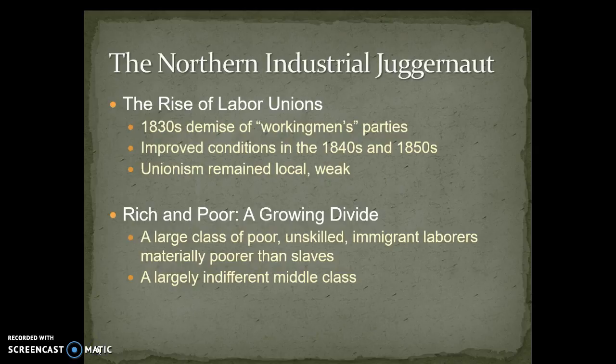Although the United States was a democratic land of opportunity with an expanding economy, few class distinctions, and a comparatively high standard of living, there existed a large class of poor, unskilled, mostly immigrant laborers who were materially less well off than most Southern slaves. The middle-class majority was largely indifferent or unaware of their plight. Even though we did have some reformers trying to help, the gap between the rich and the poor widened and society became more stratified.